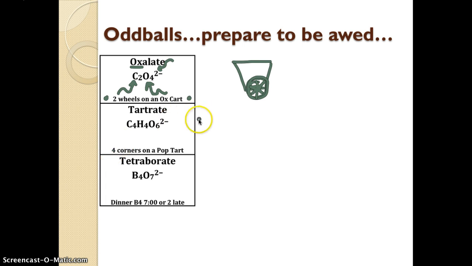So here's a fun one: 4 corners on a Pop-Tart. We're just going to pretend here that our Pop-Tart is this box right here, okay? So if I've got 4 corners on a Pop-Tart, here are my 4 corners: 1, 2, 3, 4. Here's my Pop-Tart. Well, this one you may have trouble remembering, but 4 H's. So what I say is the Pop-Tart has 4 hedge edges on it. 4 hedge edges.